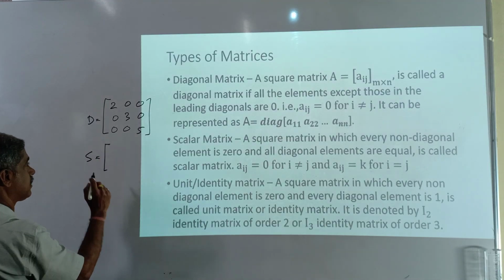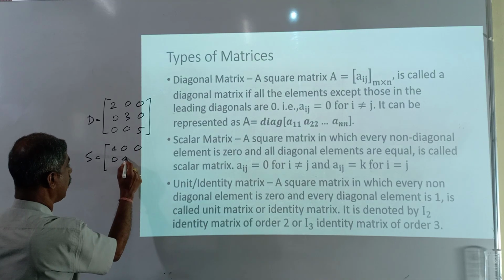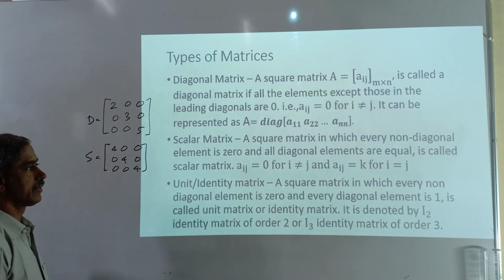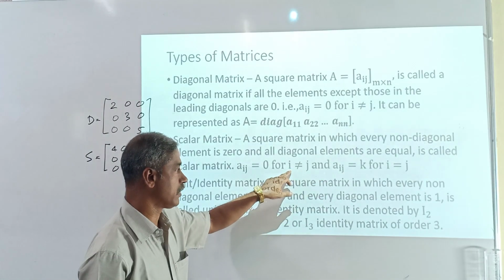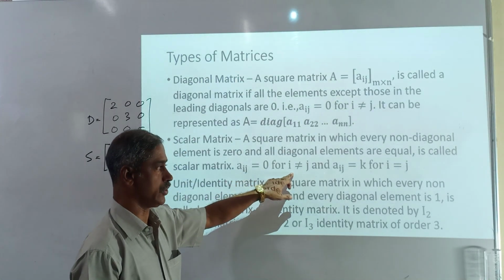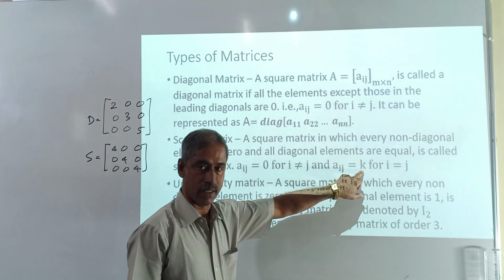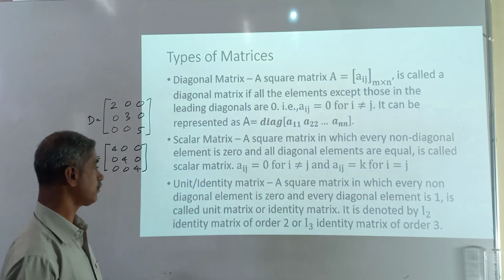A scalar matrix is going to be a matrix of the same type where all the leading diagonal entries should be the same element. All the leading diagonal elements should be the same. So here also we are mentioning the conditions clearly. Aij should be equal to 0 for i is not equal to j, and Aij should be the same non-zero constant, any real number, whenever i and j are equal.